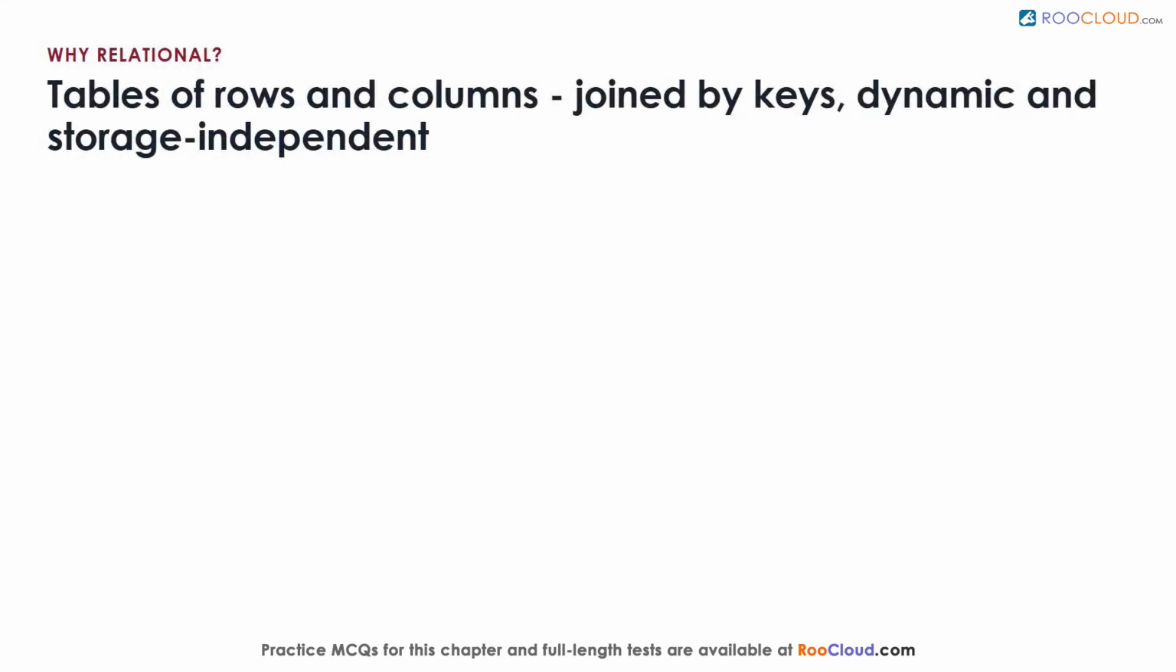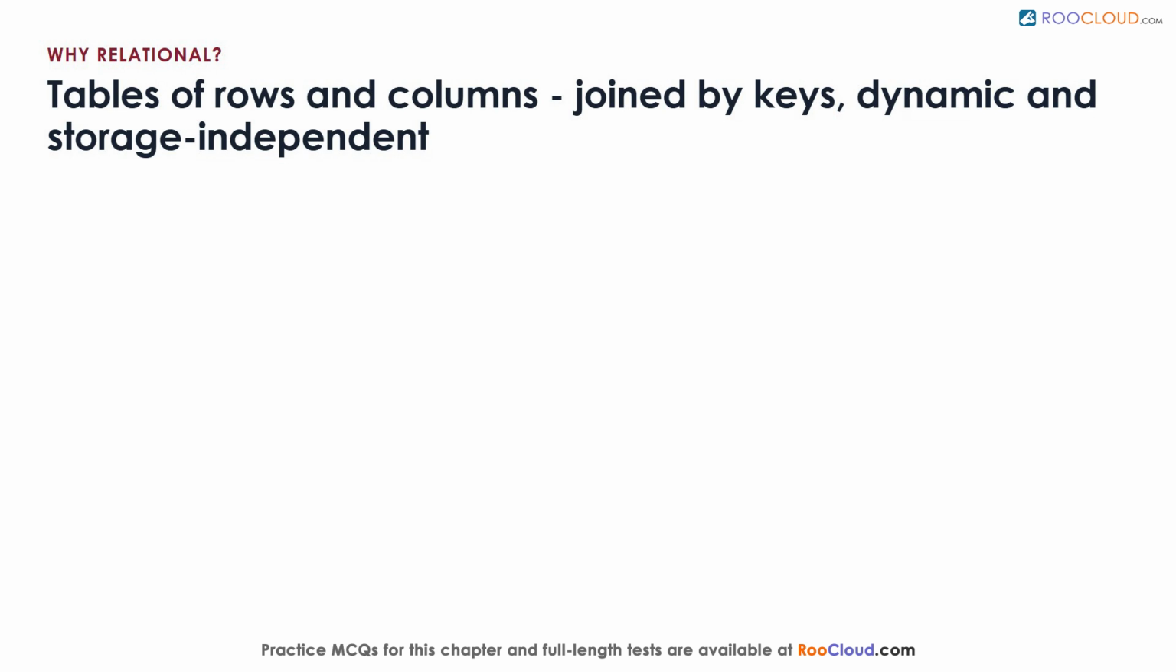What makes the relational model so popular? It organizes data into simple tables. A table has rows and columns. Rows are records and columns are fields. Most enterprise systems run on relational databases.